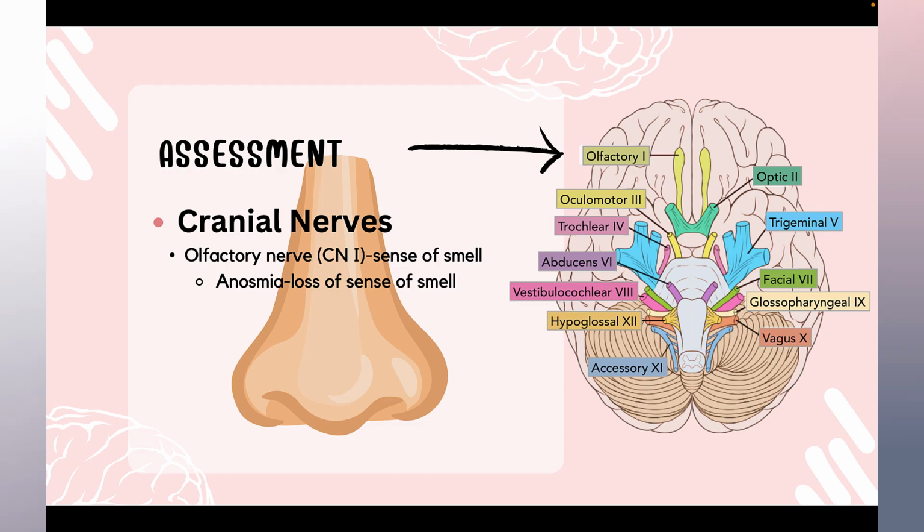Obviously, if they can't smell it, then their cranial nerve has been affected and they have a loss of sense of smell, which is known as anosmia. We see this now more often than probably we used to, and that is because of COVID. We noticed that people were losing their sense of smell with COVID, so that's probably an indicator that that cranial nerve may have been affected with that virus.